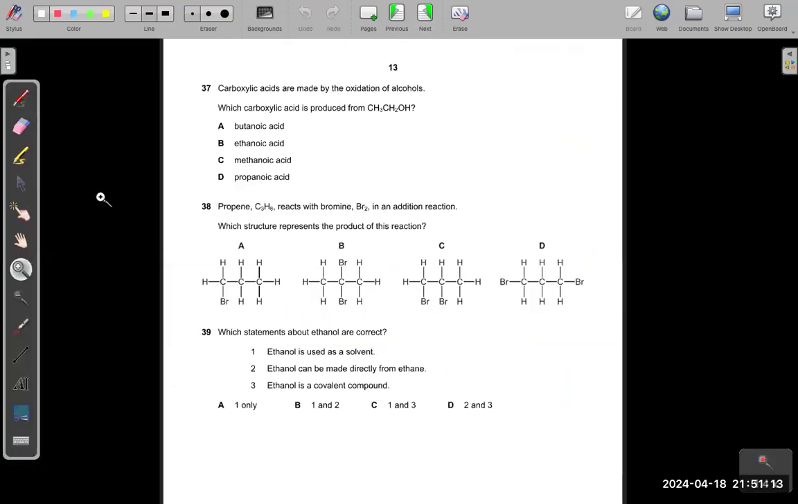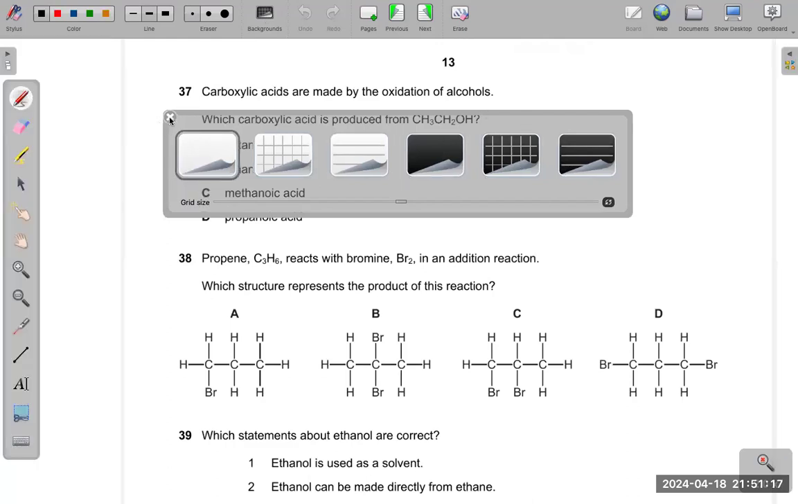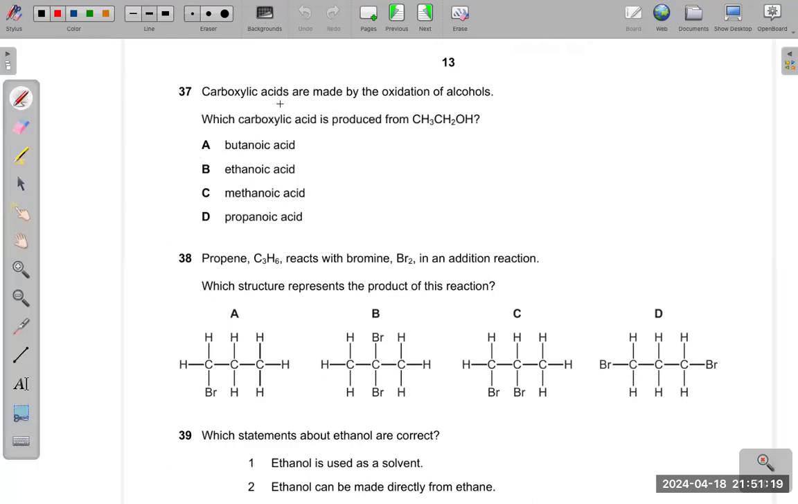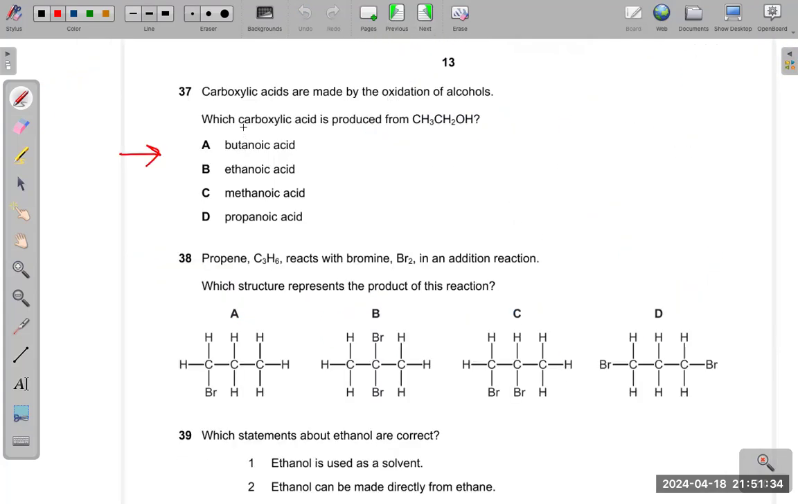If all answers are revised according to the mark scheme, we can make sure that A is correct also. Carboxylic acids are made by the oxidation of alcohols. Yes. Which carboxylic acid is produced from CH3CH2OH? Mr. The number of carbon atoms never changes. So this is a good question, by the way.